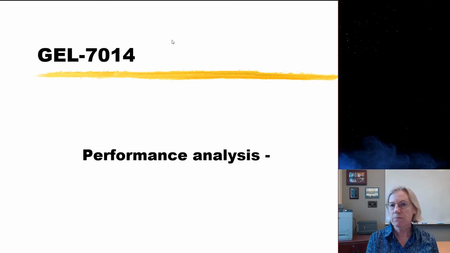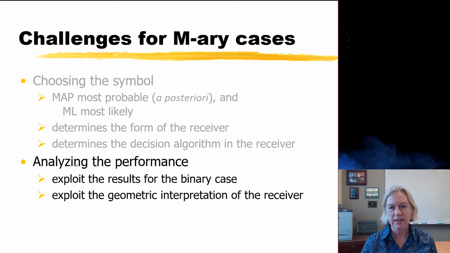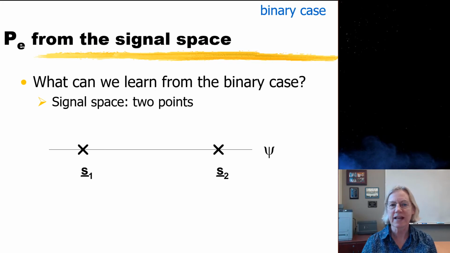So now we'll go into the performance analysis and try to come up with an expression for the probability of error for each one of these modulation formats that we've looked at in the M-ary case. So analyzing performance. And the idea is that we would exploit our results from the binary case and use some sort of geometric interpretation. So now we know what the receiver is doing. It's looking at regions and using that to help us understand how to do the performance analysis. So we're going to start from the binary case. What can we learn from this?